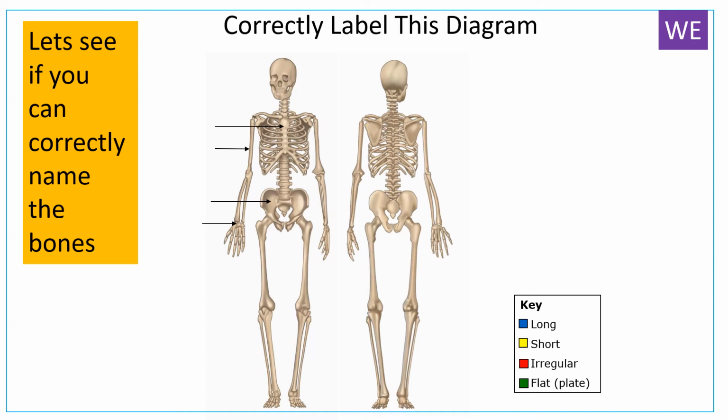Short bones in your wrist, what are they called? They are, of course, your carpals. This long bone here is your femur. This one here, a couple of seconds, write it down. See if you get the spelling right on this one. Patella.